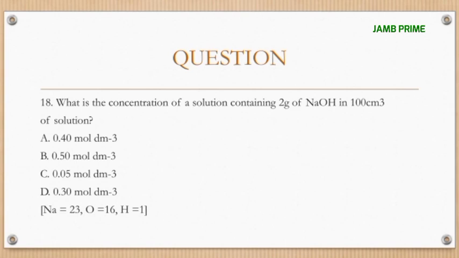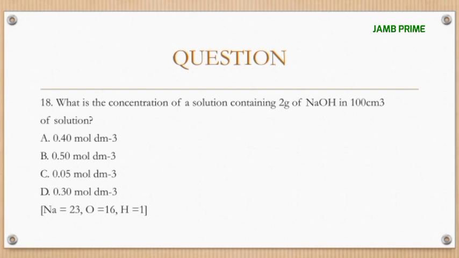It said, what is the concentration of a solution containing 2 grams of sodium hydroxide in 100 centimeter cube of solution? So in this question, I told you guys concentration is equal to n over V. Note that in this question, the volume they gave you is 100 centimeter cube, but the volume in the answers is in dm cube, decimeter cube.